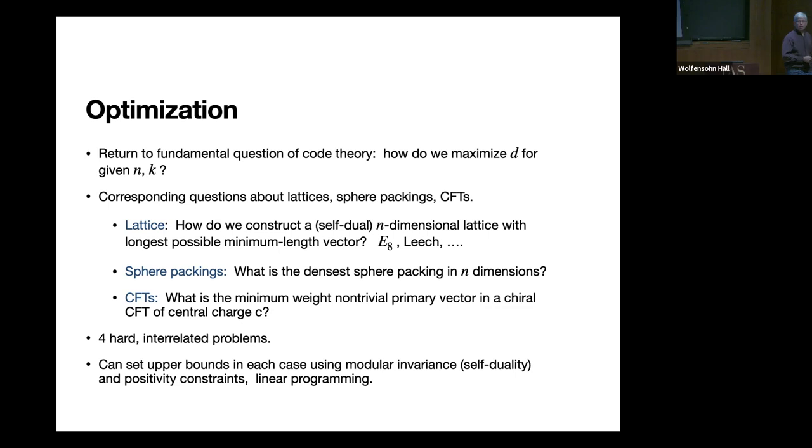But one nice thing about focusing on the code theory point of view is that it's a really stripped down problem where we don't have to worry about full OPEs and conformal blocks. It's stripped down to the basics, and the modular invariance or self-duality becomes a simple algebraic relation on polynomials. So in each of these cases you can use linear programming or other semi-definite programming, other types of numerical techniques, to set upper bounds using the two constraints of modular invariance or self-duality and positivity.